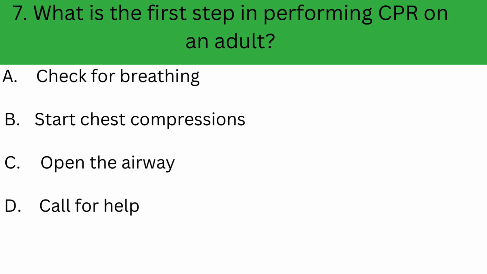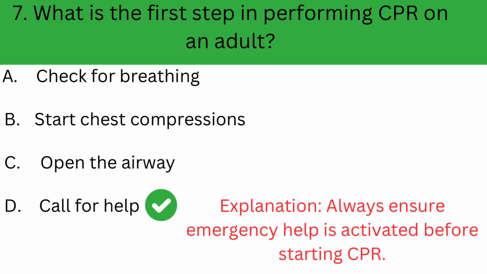7. What is the first step in performing CPR on an adult? A. Check for breathing. B. Start chest compressions. C. Open the airway. D. Call for help. Answer. D. Call for help. Explanation. Always ensure emergency help is activated before starting CPR.